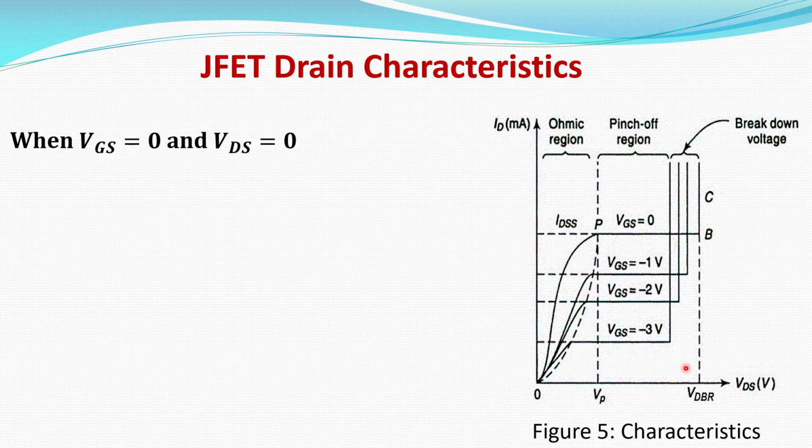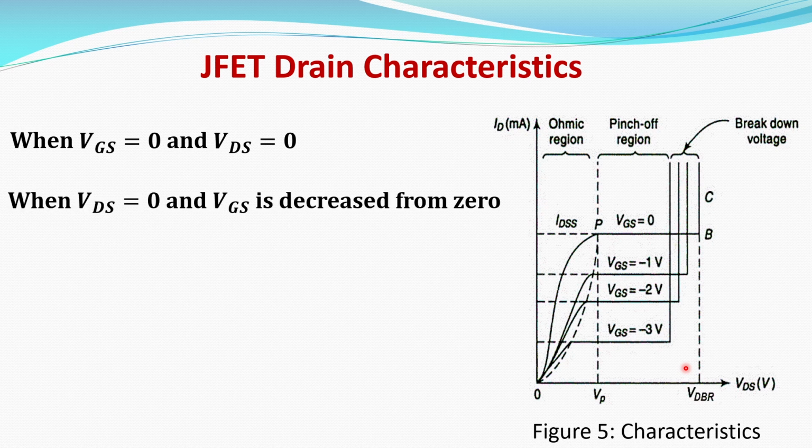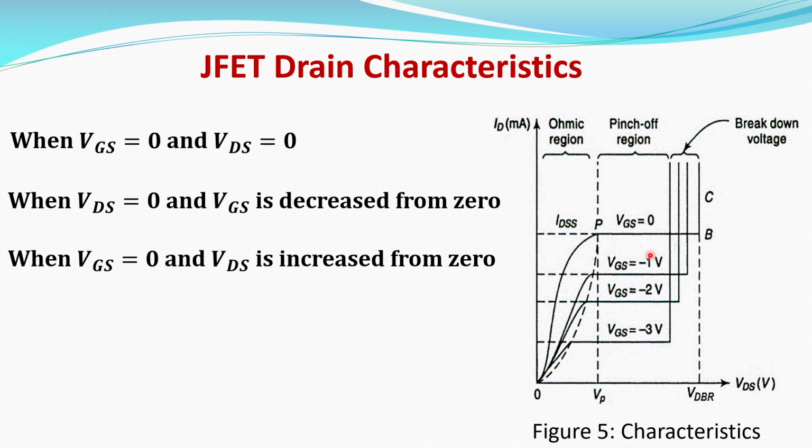So this is the first condition. When VGS is equal to 0 and VDS is equal to 0, at that time we calculate the drain current of the FET amplifier. Next condition, when VDS is equal to 0 and VGS is decreased from 0, the corresponding VGS value and ID value will be denoted in the characteristics. Next condition, when VGS is equal to 0, the VDS is increased from 0. These are the main conditions for plotting the JFET drain characteristics.